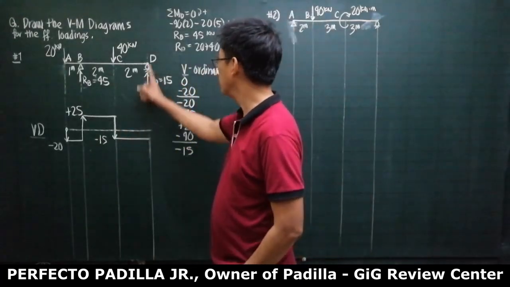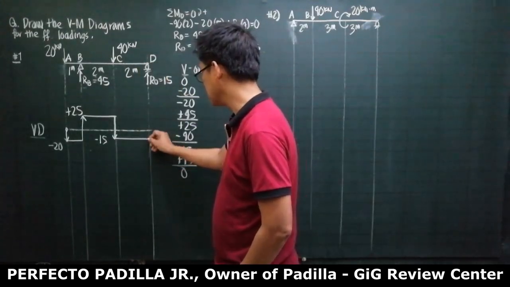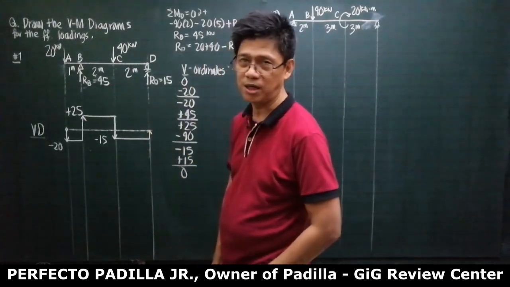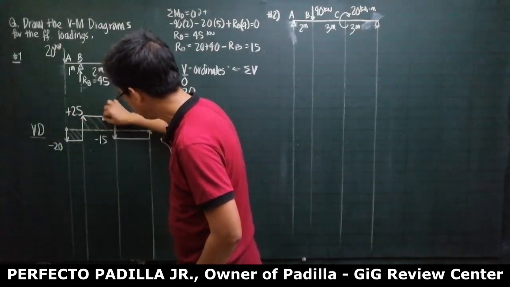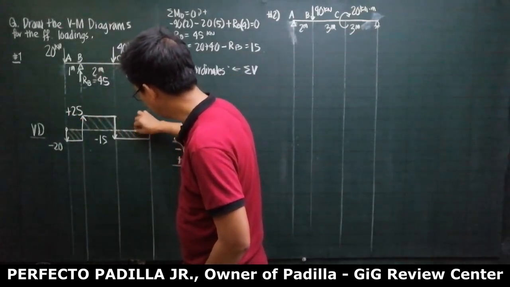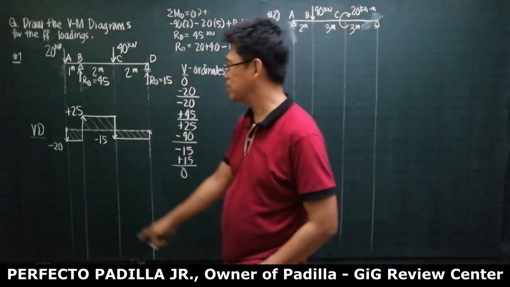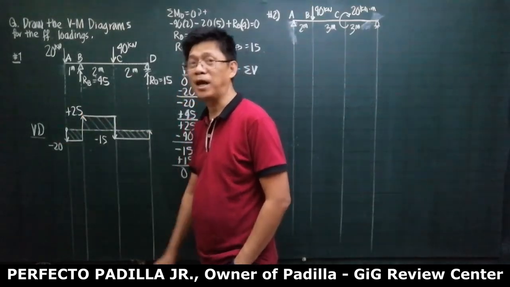So at this point, we will go up by 15. So this is plus 15. So this is 0. The initial must be 0. The final must also be 0. So this is going to be your shear diagram. Do you follow? So the maximum positive shear is 25. The maximum negative shear is minus 20.